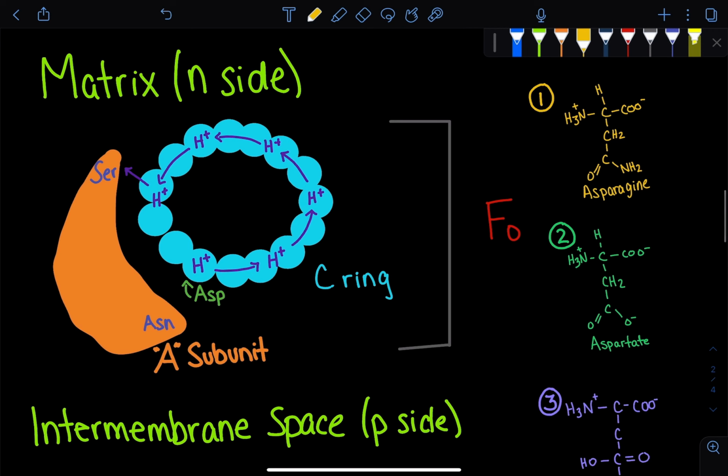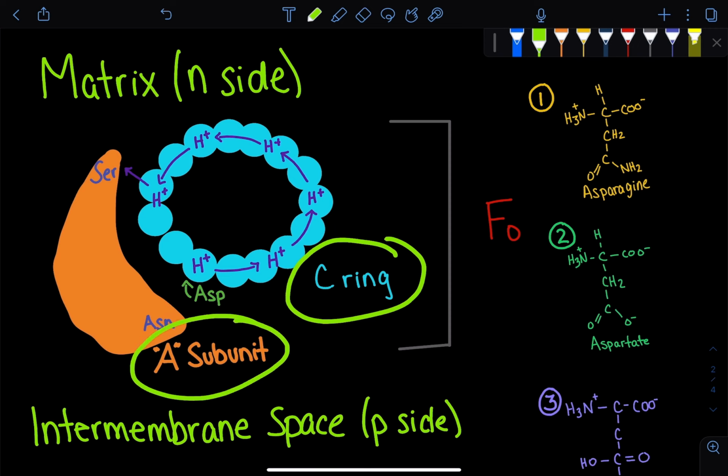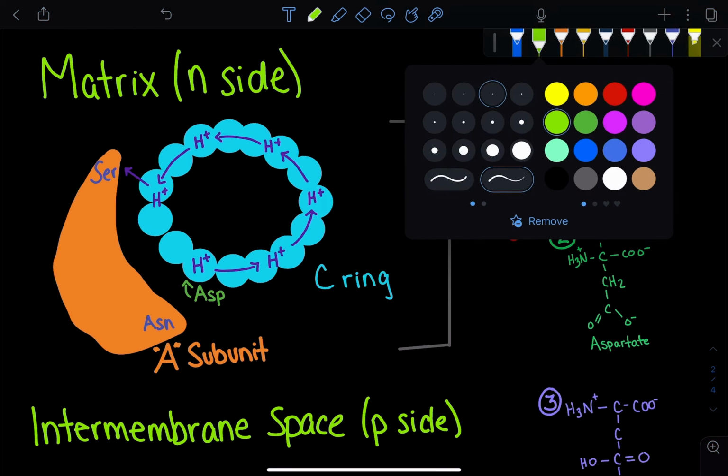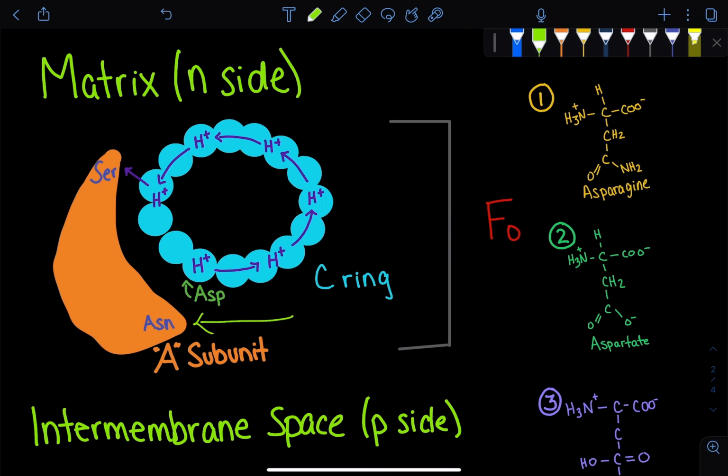So first of all, we have to make note that we have a C ring, and we have an A subunit. The A subunit has an asparagine, so we can actually see that right over here. We have an asparagine, and the C ring is made up of aspartates. And the asparagine is going to protonate our aspartate. And every single time the aspartate gets protonated, the C ring moves one forward. So for every aspartate that gets protonated, we move one forward, until we reach the very end.